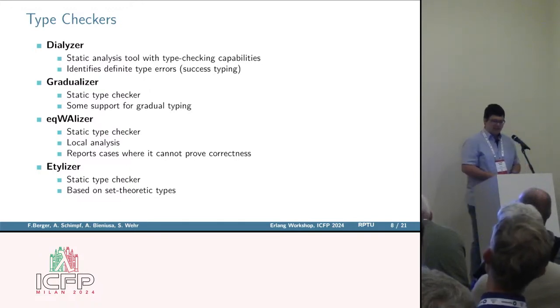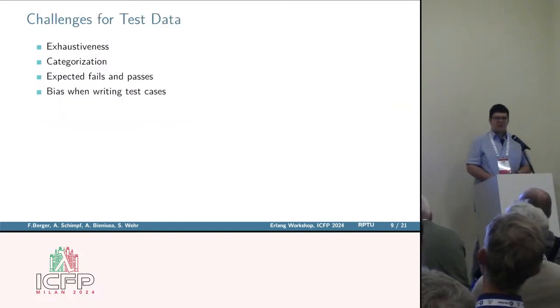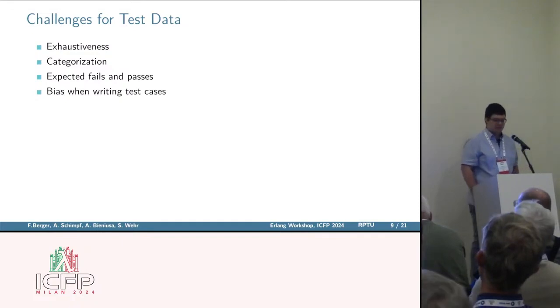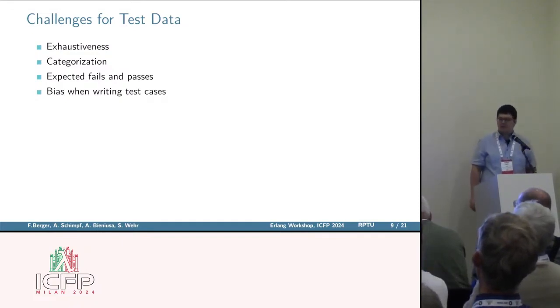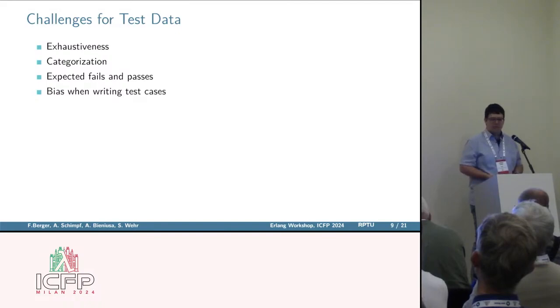Now about the test data. What's important for test data to compare type checkers? Here are some of the challenges we noticed and faced. So the first one, exhaustiveness. Test data has to cover all possible cases, or as many as possible.